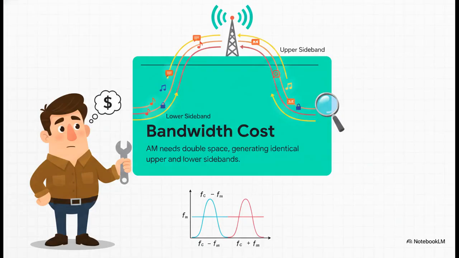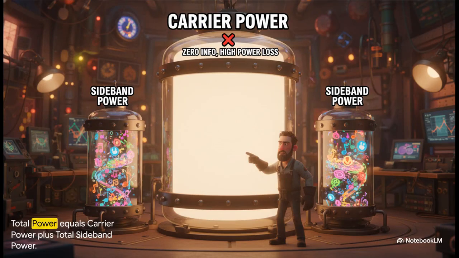The plain text translation for this formula is absolutely critical if you want to understand the engineering trade-offs. Standard AM requires exactly twice the frequency space of your original message. Why? Because the modulation process generates two perfect, identical copies of your message spectrum, one sitting just above the carrier frequency and one sitting just below it. From an engineering standpoint, this is a really heavy cost. You are basically paying for double the necessary bandwidth to send just one single piece of information. And the costs don't stop at bandwidth. They extend right into electrical power.